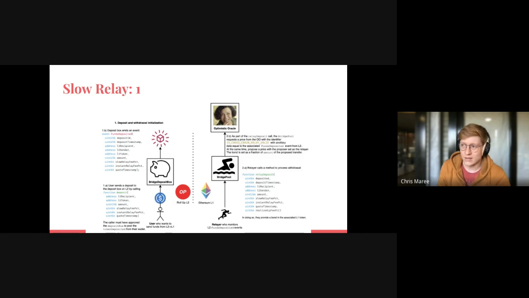So we're basically making a claim that this data is valid. And then a disputer, if they think it's invalid, will come and dispute that claim, saying that it's invalid.